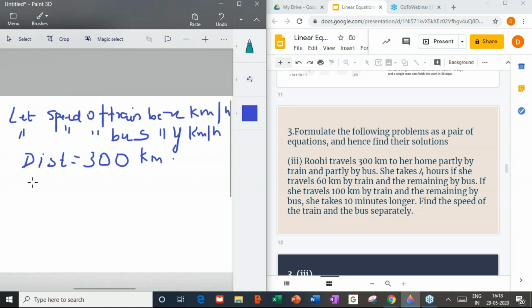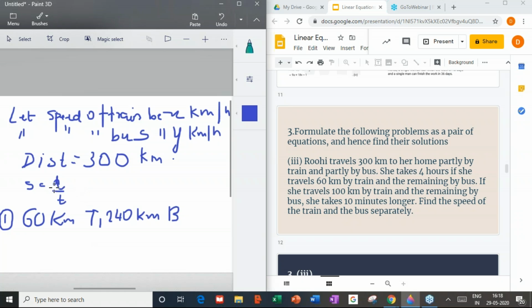So now first case we'll take speed of train and this is given. We'll use this equation, speed is equal to distance upon time, right? And the first case, case 1, we'll write it like this. Case 1 is saying that she's traveling 60 kilometer by train and 240 kilometer by bus. Correct? How did I get 240? 300 minus 60. Okay, this is what I've done.